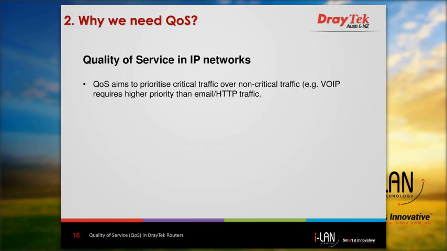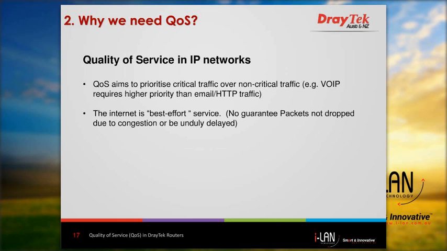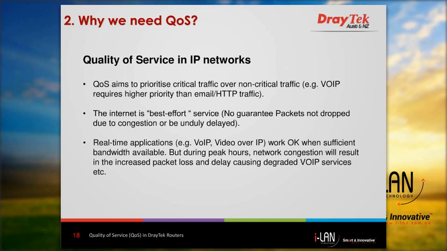So in IP networks, quality of service is used to prioritize critical traffic over non-critical traffic. So for example, you may want VoIP traffic to have higher priority than email or HTTP traffic. And since the internet is a best effort service, there is no guarantee that packets will not be dropped due to congestion or be unduly delayed.